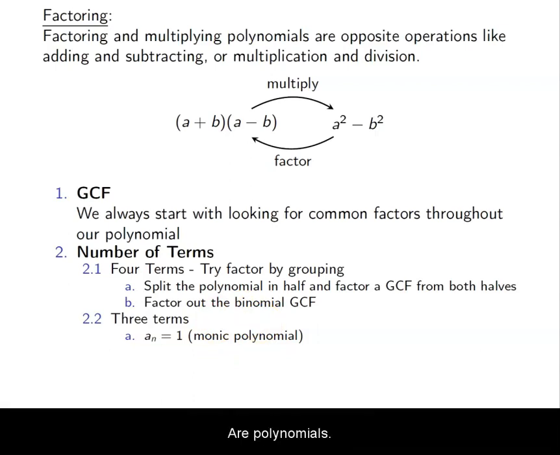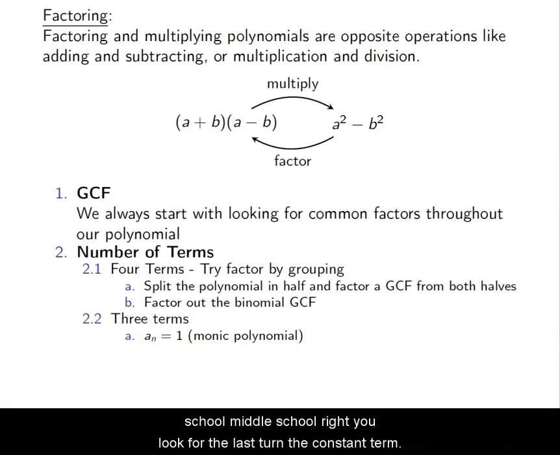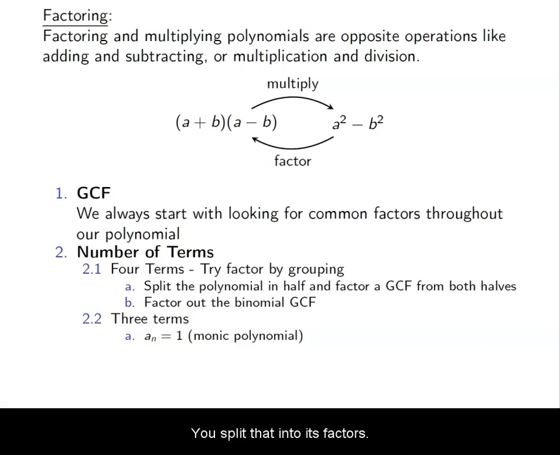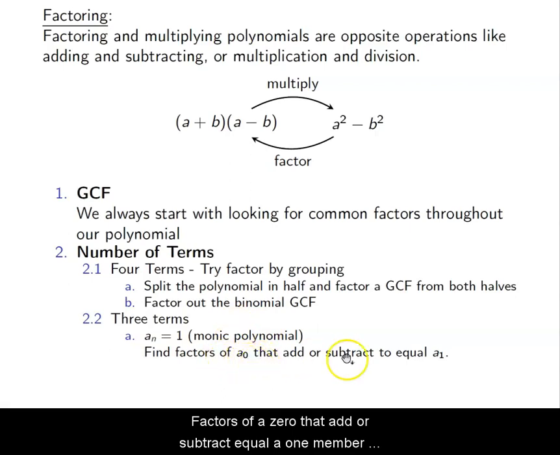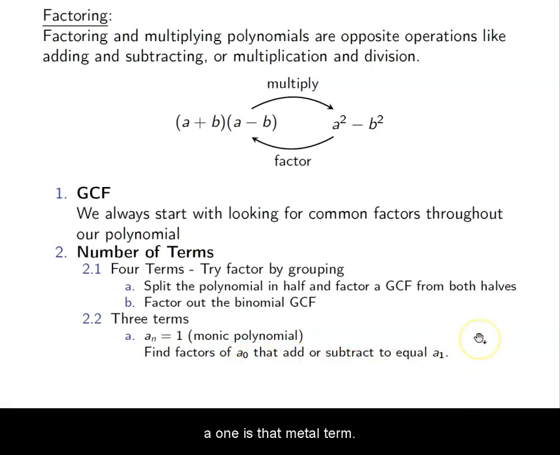If our polynomial is monic, it's very easy to factor. It's what you've learned your whole life in high school and middle school, right? You look for the last term, the constant term. You split that into its factors, and you look for the factors that you can use to add or multiply to be the middle term. So, factors of A0 that add or subtract to equal A1. Remember, A1 is that middle term. It's very easy to do these ones.